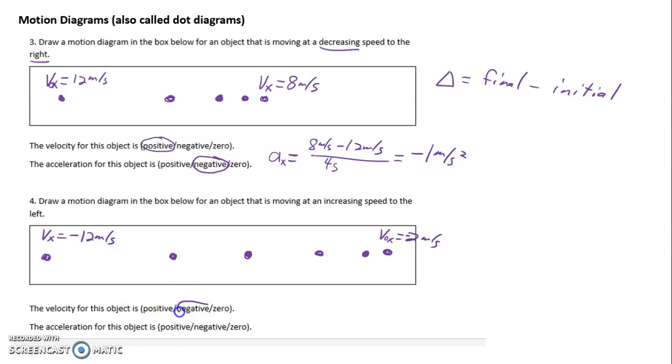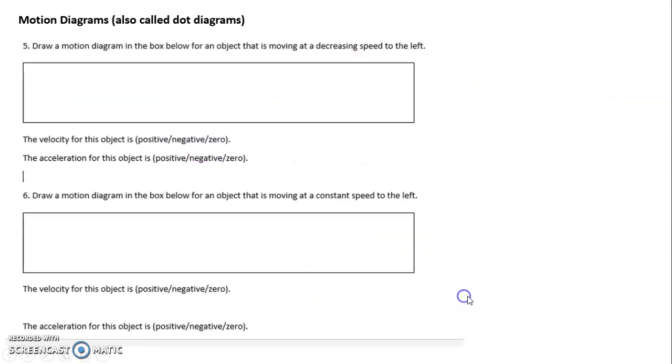So here the velocity is negative, but what about the acceleration? Well, let's make sure. You might be thinking it's positive because the object's speeding up, but let's just double check. So final velocity, minus 12 meters per second, minus the initial, divided by the time, and there's 1, 2, 3, 4, 5 time intervals this time. So negative 12 minus negative 2 is the same as negative 12 plus 2, or negative 10. Negative 10 divided by 5 is negative 2.